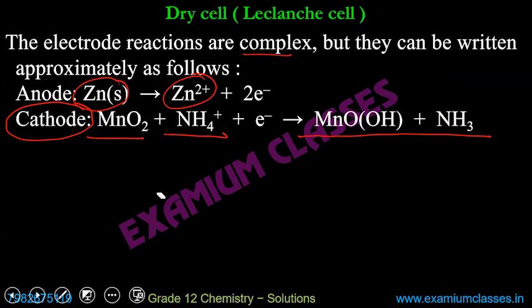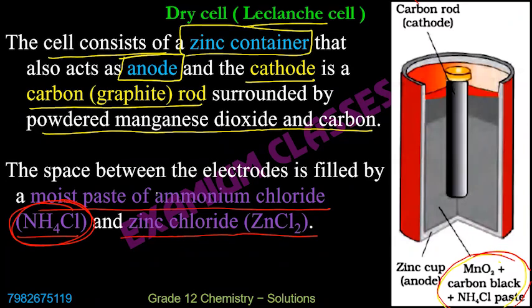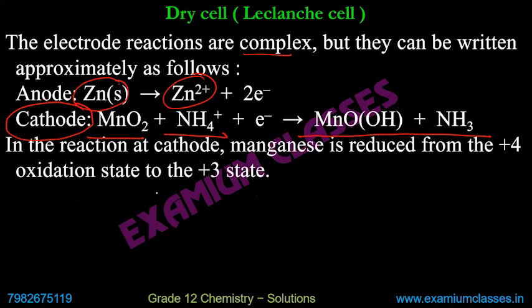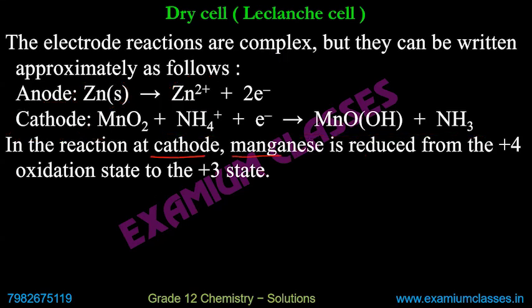Now, why am I calling these reactions approximate? These reactions are approximate because we are not considering all the compounds which are there in the reaction. Everything is not being considered here. For example, carbon is not being considered, and also intermediate reactions are not being considered. In the reaction at the cathode, manganese is reduced from +4 oxidation state to +3 oxidation state. Here it is +4, here it is +3. Reduction. At the anode, from 0 to +2, increased oxidation.